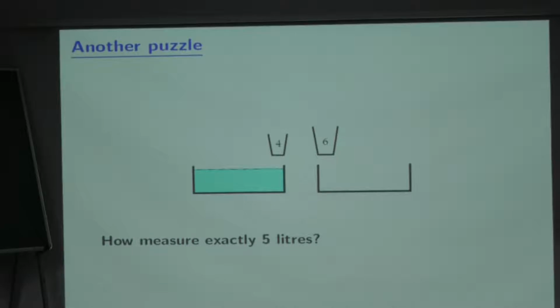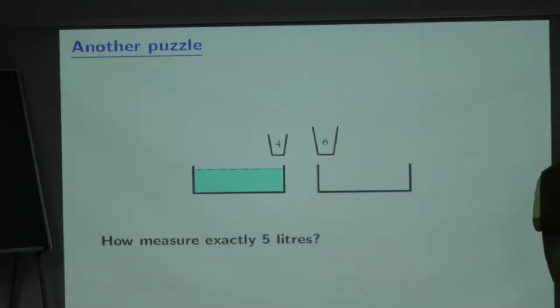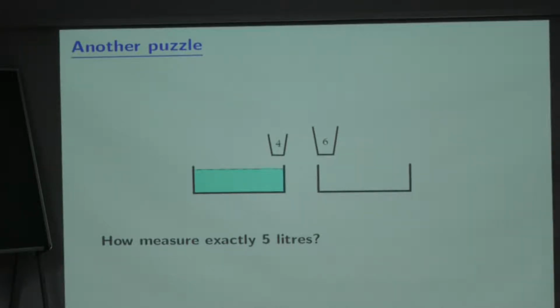How do you measure exactly 5 liters? Statisticians always like averaging. You take average. How do you do the averaging? How do you measure exactly 5 liters? Using 4 and 6. This was tricky. Impossible. Impossible? Why? You can always have some even number. He says that you cannot do it if it is not an even number.